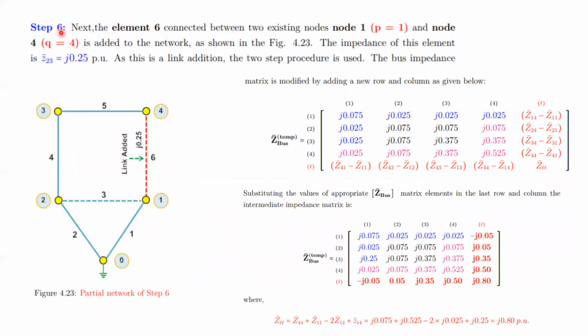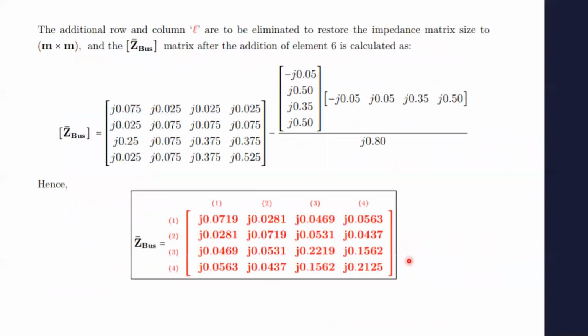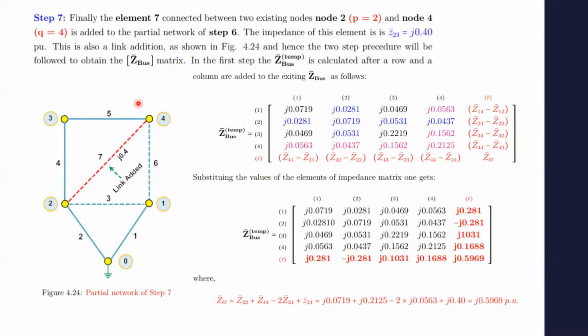Now in step number 6, what do we do? We connect a link between node number 4 and node number 1. So now we know that when we connect a link, the size of the matrix does not change. We first find out the temporary matrix using the formula. Then this temporary matrix has its column and row removed, and the values are changed according to this formula. And so we get a new matrix which is 4 cross 4.